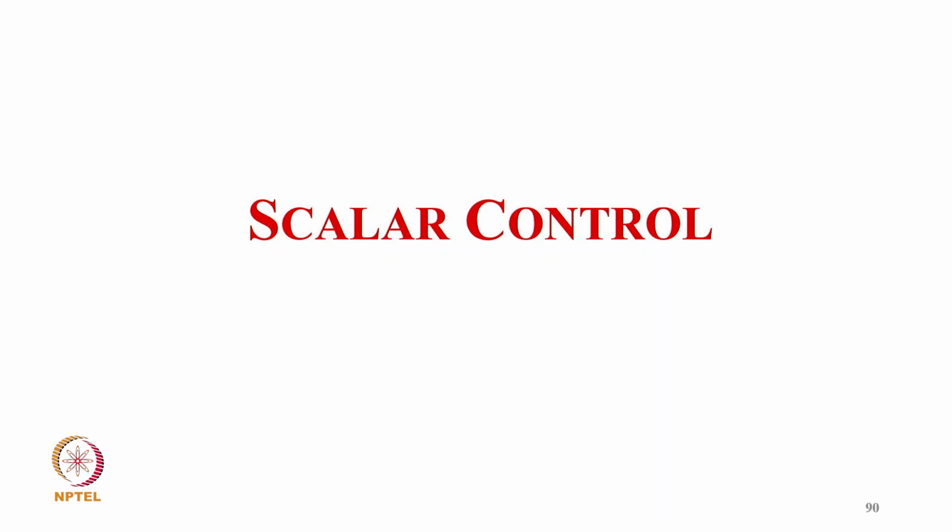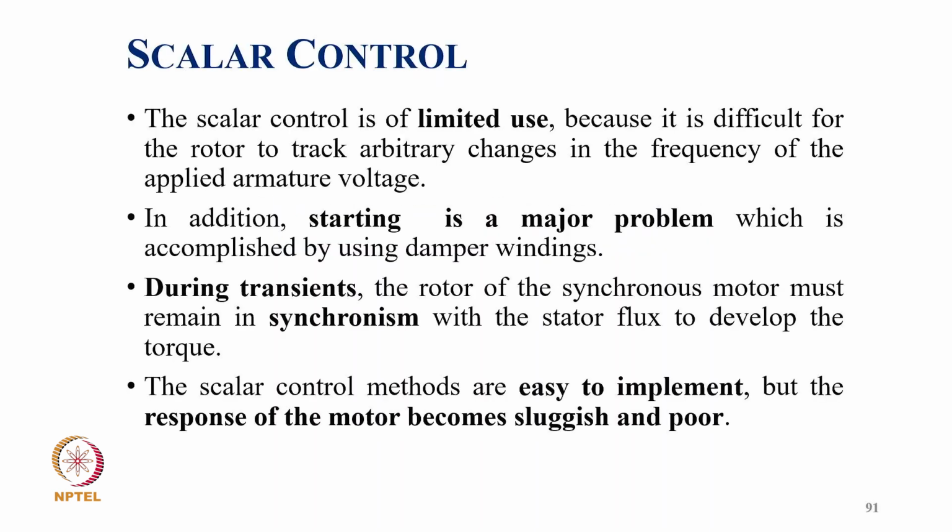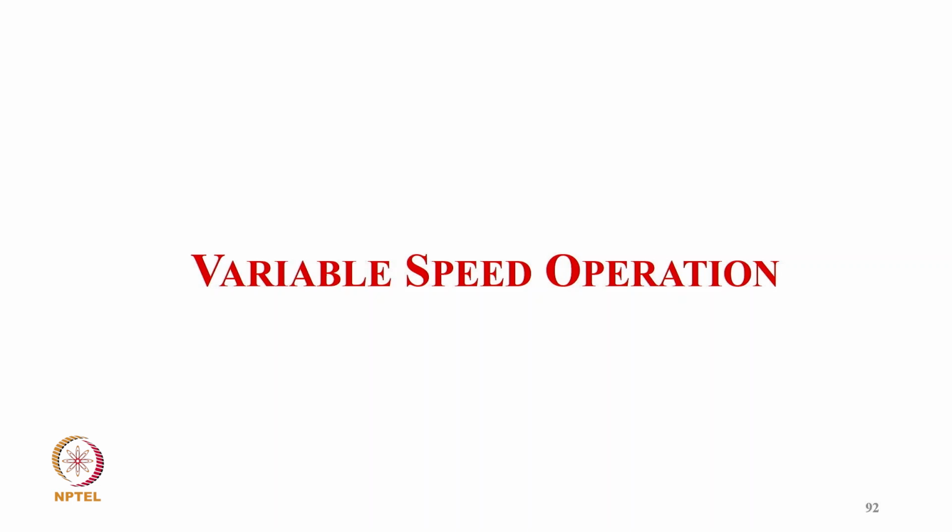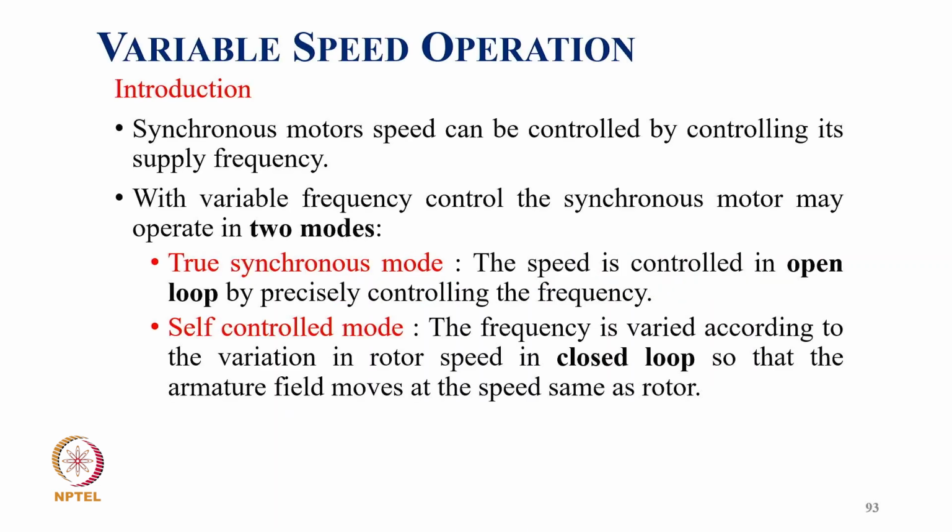Now coming to scalar control of synchronous motor. The scalar control is of limited use because the rotor cannot track arbitrary changes in the frequency of the applied armature voltage, and in addition the starting is a major problem which is accomplished by using the damper winding. During transients the rotor of synchronous motor must remain in synchronism with the stator flux to develop the torque, and the scalar control methods are easy to implement, but the response of the motor becomes sluggish and poor.